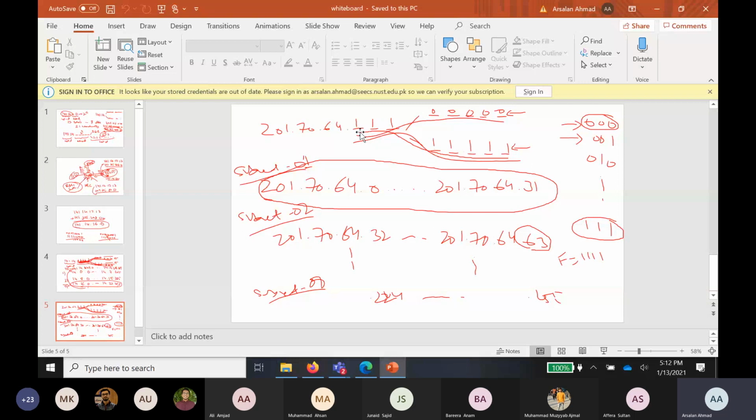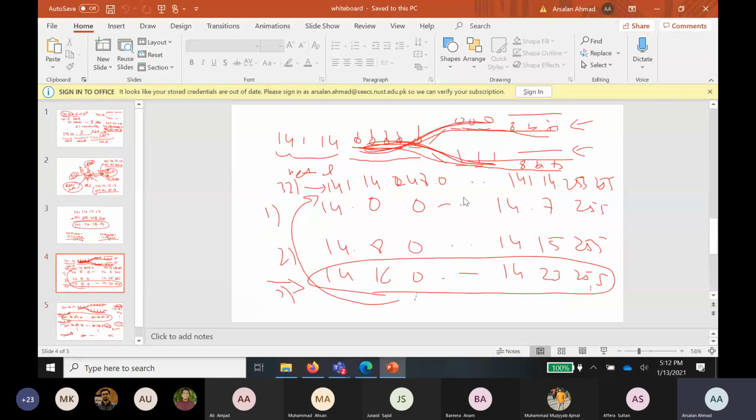These are the subnets designed. Subnet 1 will be from here to here, then subnet 2, and this is subnet 3, and this right here is the last subnet, 141.14.248.0. So this is the 32nd subnet in the case of the example of NUST.